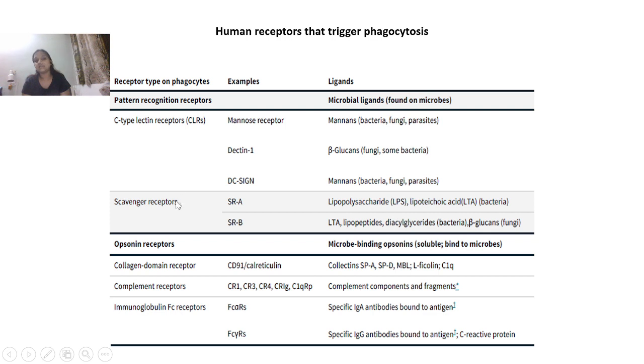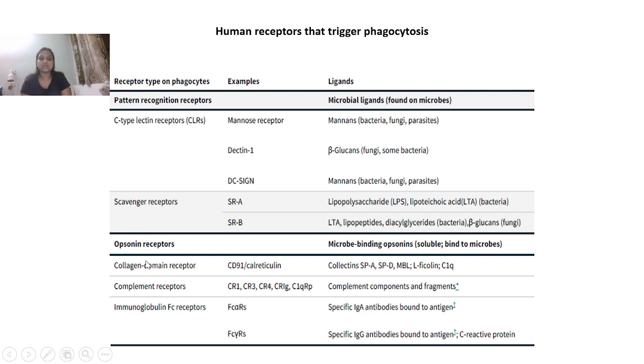Then there are other receptors like scavenger receptors, SR-A and SR-B. They will recognize the lipopolysaccharide LPS and lipoteichoic acid from bacteria. SR-B also similarly recognizes beta-glucans from fungi. So these microbial ligands will interact with these receptors on the surface of the phagocytes.